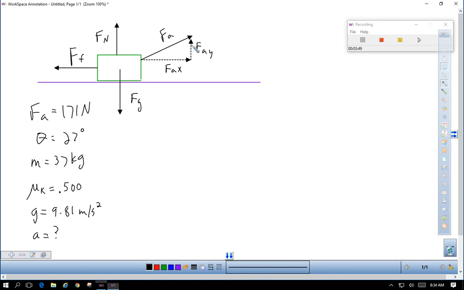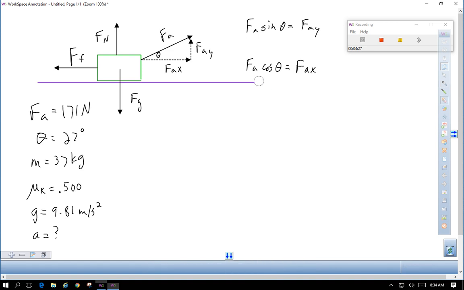While I'm looking at FA, I think I'll real quickly break the values down into the components. And of course, FA times, theta is going to be here. So FA times sine theta will be FAY, since FAY is the opposite side. And FA cosine theta will equal FAX.